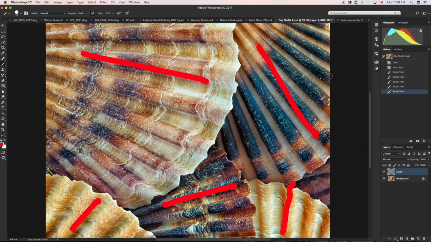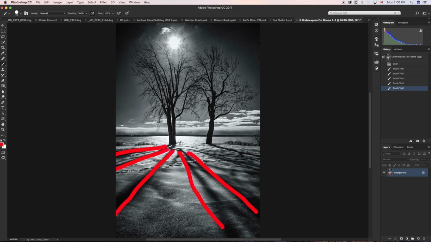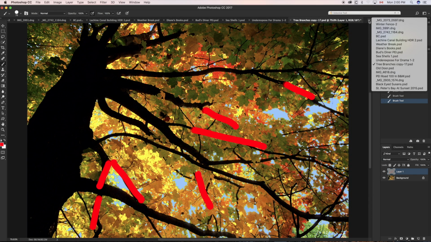Oblique lines. You can find them everywhere. Even tree shadows. These lines are running at angles to each other. Look. Even here, the tree branches. Oblique lines, running at all kinds of different angles. This is, I guess, probably the most obvious thing, trees. But when you think about it, it makes sense.